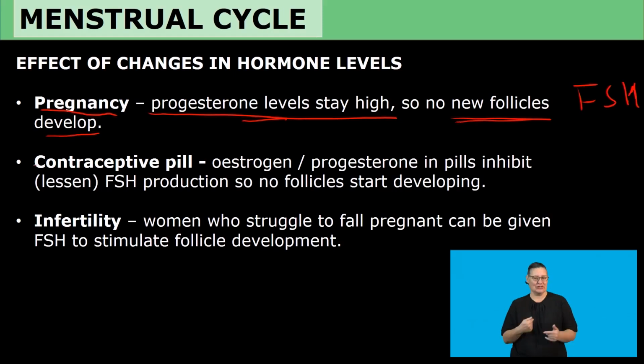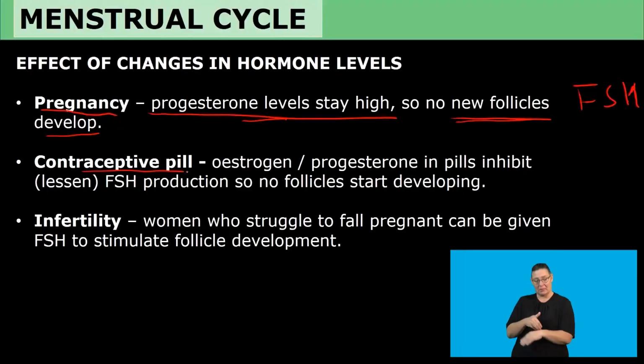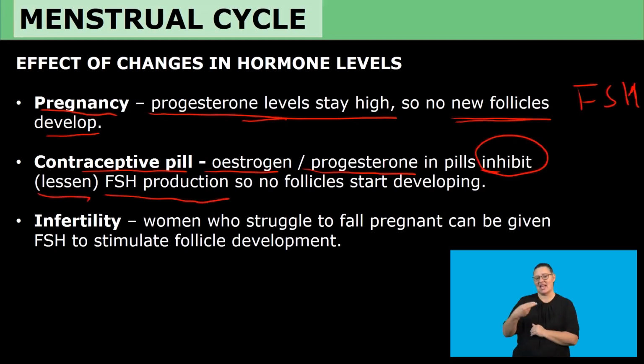Now, when we speak about the contraceptive pill, somebody out there will be thinking, Mrs. Vuma, are we talking about contraceptives? They have got a link on the functioning of hormones. If somebody is taking a contraceptive pill, this is just an example, the pill will contain estrogen or progesterone. The presence of estrogen and progesterone will inhibit, meaning stop or lessen, FSH production. So no follicle starts to develop.